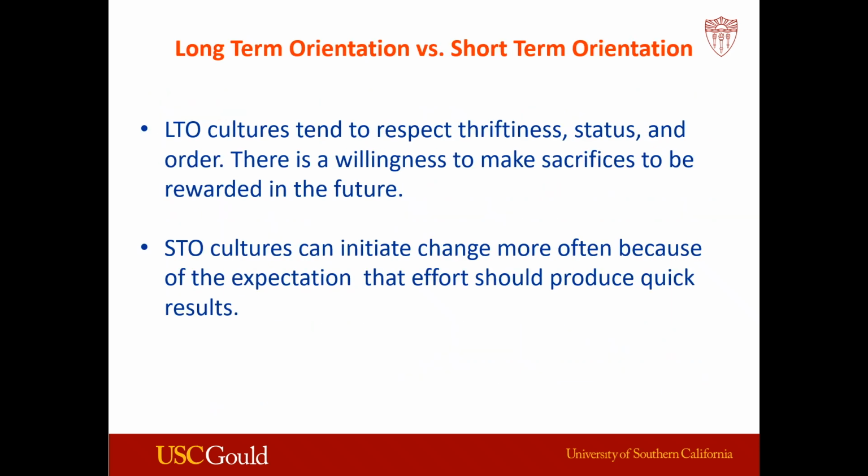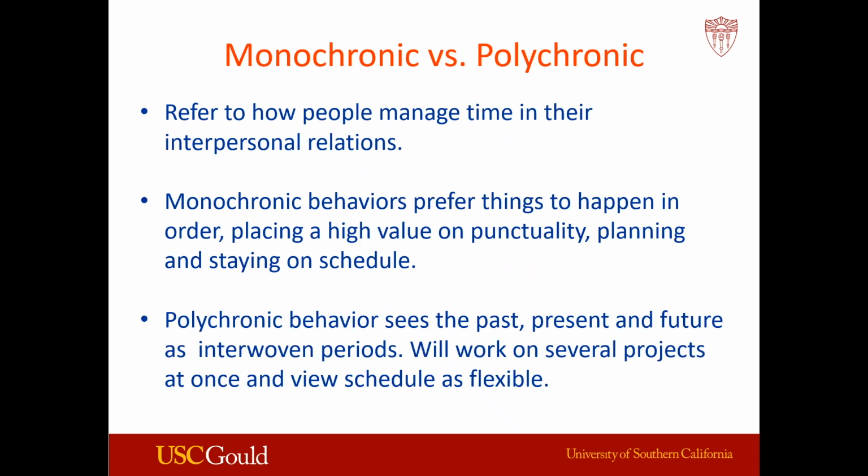The next to last dimension is long-term orientation versus short-term orientation. Long-term orientation cultures tend to respect thriftiness, status, and order. So you can tell already more or less they fall into the group of the high context. The short-term orientation cultures want a deal done now, so obviously they seem to fall more into the individualistic, low context group of cultures. And then you have monochronic versus polychronic. This is how you perceive time. I think I have said this since the beginning of our classes.